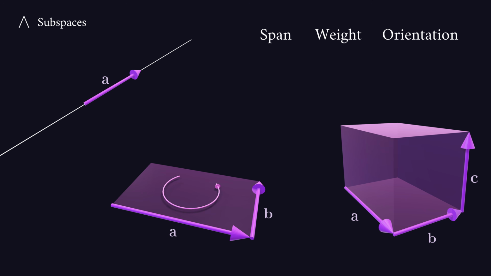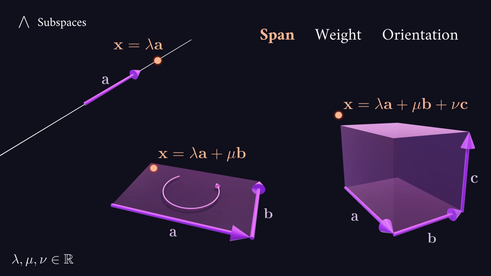So when I say they span something, well, on the line, we span the line, so we can move a point along the line if we just multiply by a lambda. On the plane, we can do the same with 2 coefficients, and we have our 2 vectors A and B. And for the volume, we have then 3 vectors and 3 scalars to describe the span of our subspace.